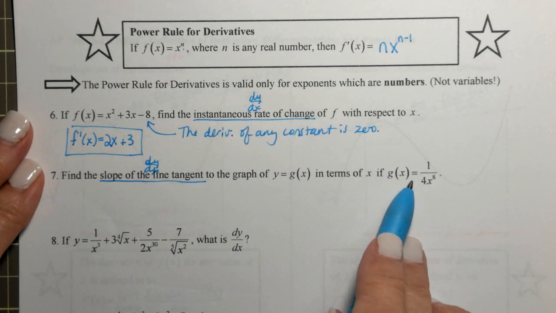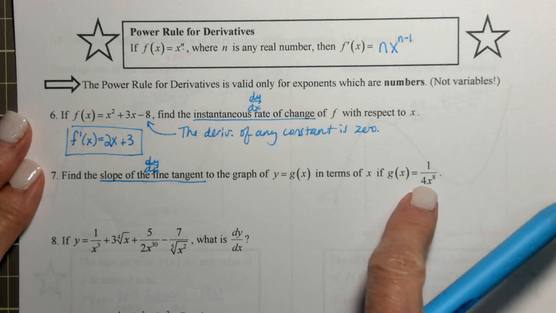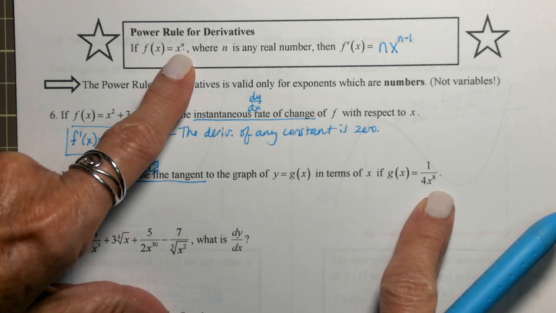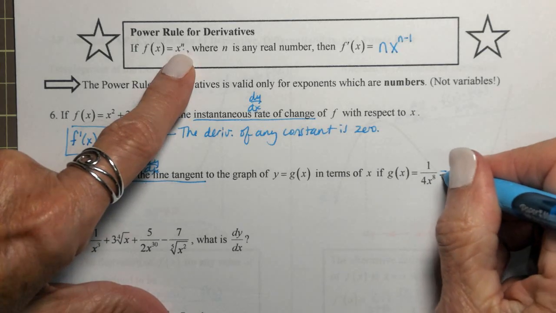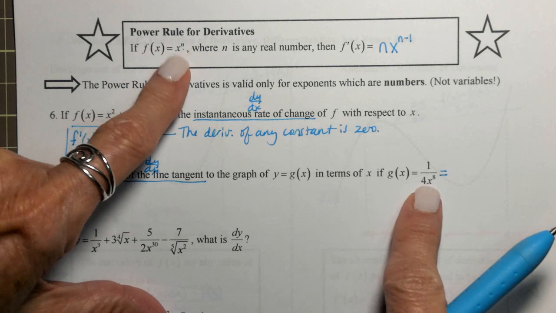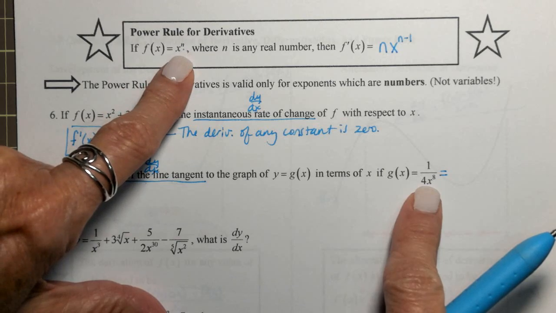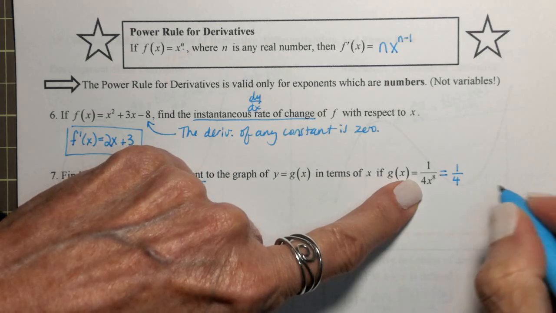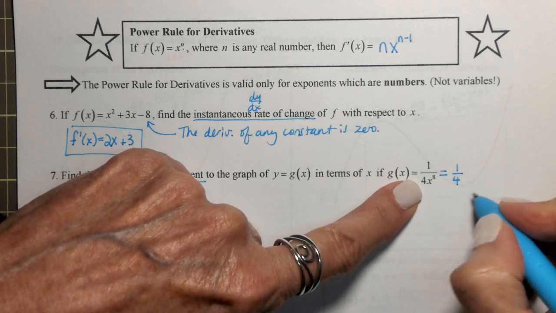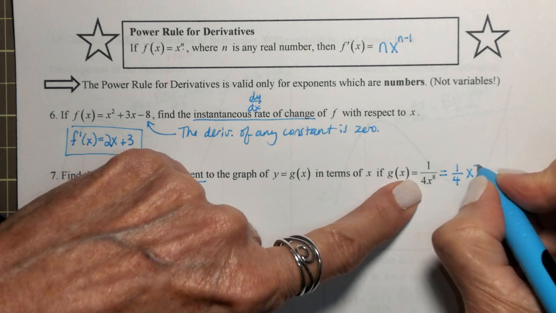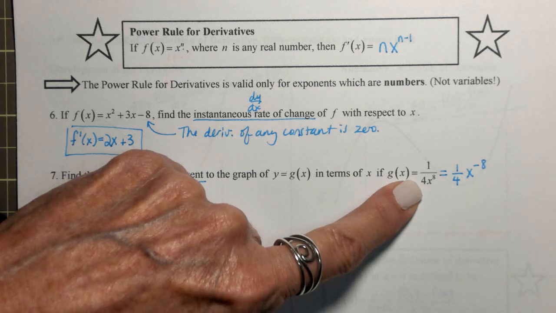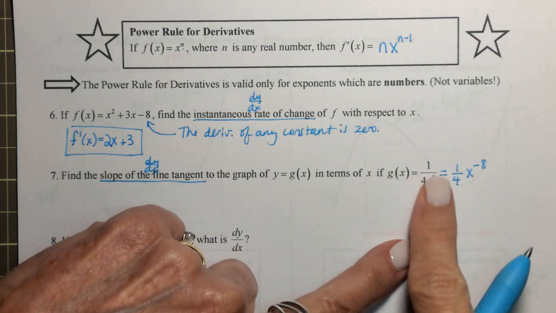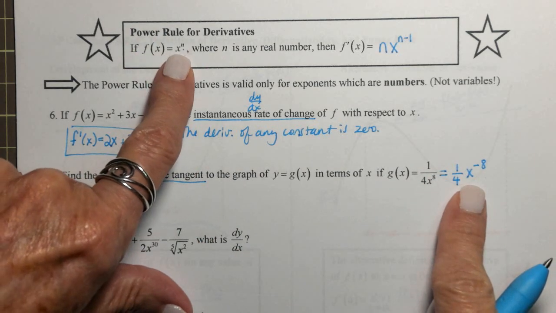Okay? And here's g. Well, this is not in the form that we can use the power rule yet. We must change this to force it to be in a form where we can use the power rule. I'm going to leave the 4, don't move the 4, bring the x to the top, and give it a negative power. Okay? This is the same thing, but now it's in the form where we can use the power rule.